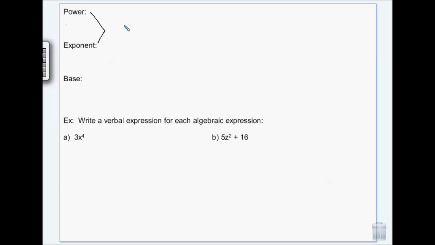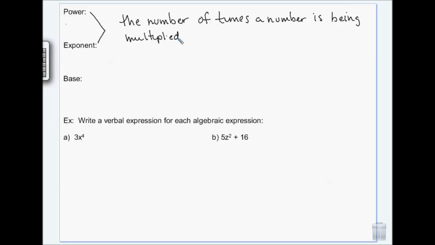Power and exponent are interchangeable. What the exponent and power mean is the number of times a number is being multiplied by itself. So it's repeated multiplication. The base is the number being multiplied.